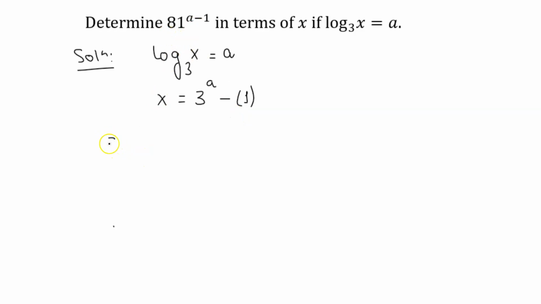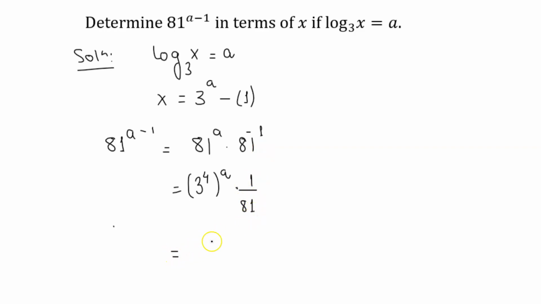Now, starting with the expression 81 raised to the power of a minus 1, this can be rewritten as 81 raised to the power of a times 81 raised to the power of -1. Now 81 is simply 3 raised to the power of 4. So we have 3 raised to the power of 4, which is 81, whole raised to the power of a, times 81 inverse, that is 1 over 81. So this equals 3 raised to the power of 4 whole raised to the power of a. So this is simply 3 raised to the power of a whole raised to the power of 4.